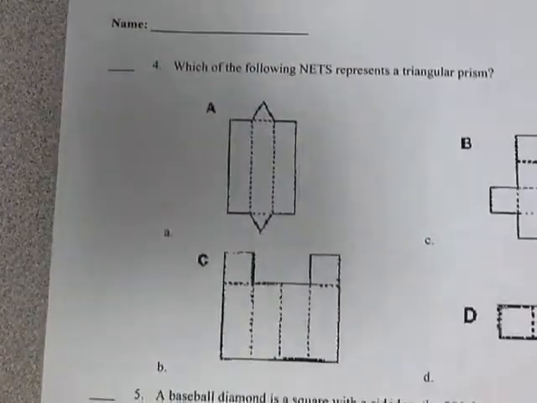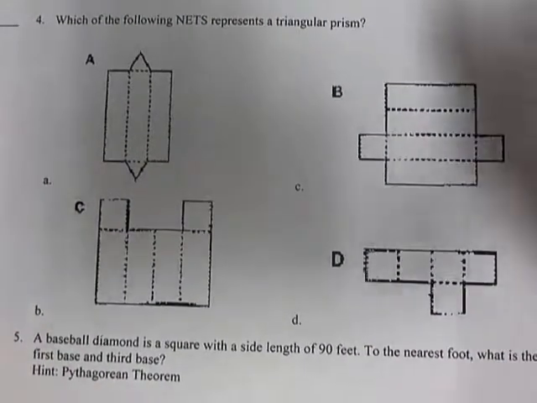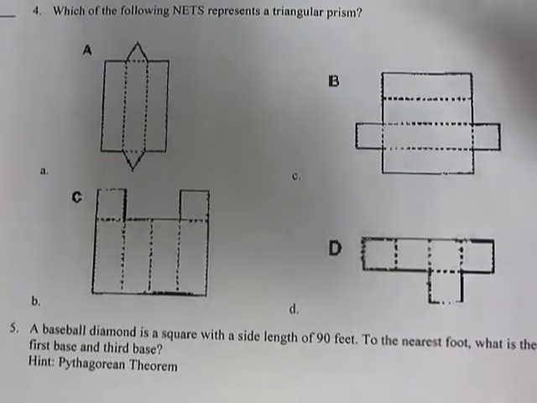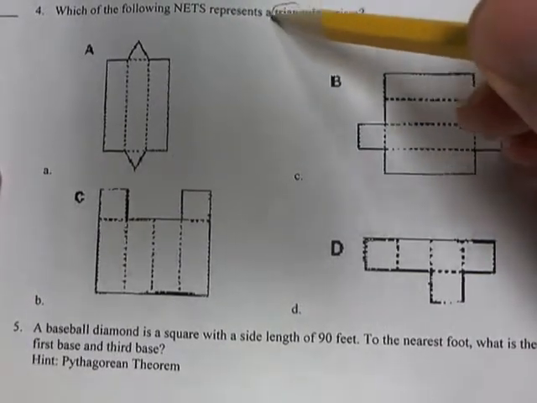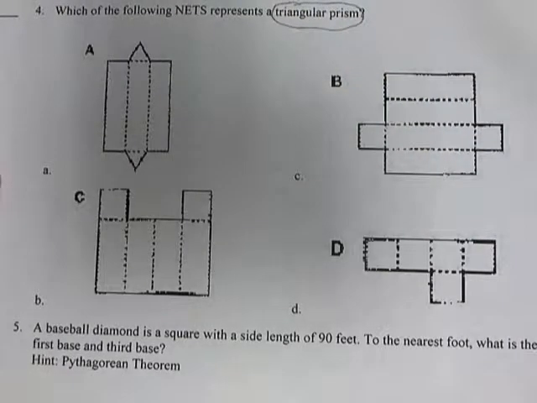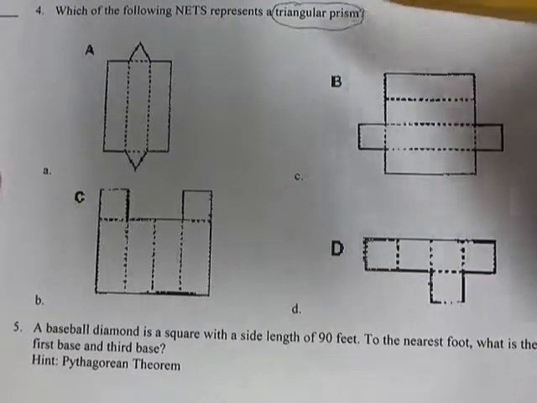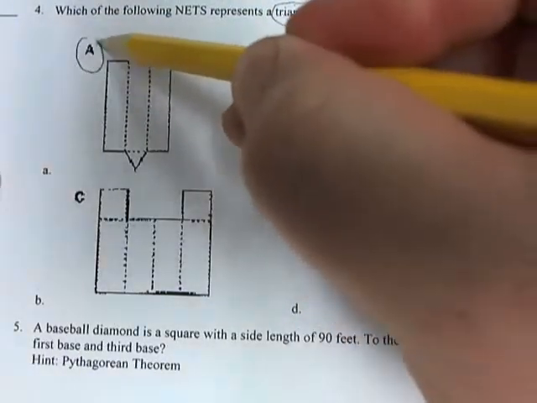Number 4. Okay, great. Now we have an easy one that doesn't require any calculations. Which of the following nets represents a triangular prism? Circle it. Triangular prism. Well, we know that a triangular prism has triangles on each side. Well, the only net that has triangles would be A.